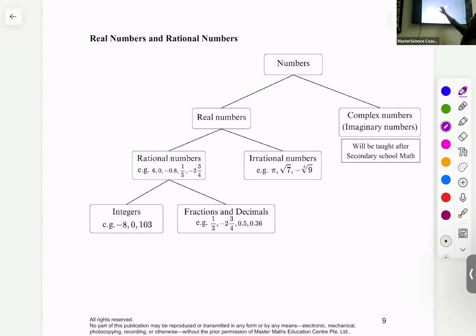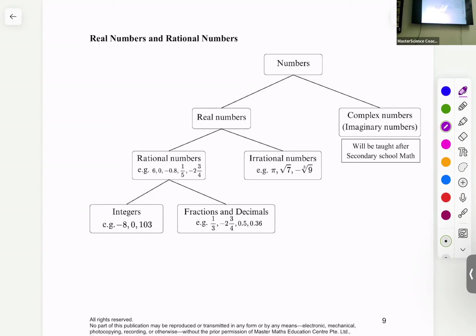Real numbers can be either rational or irrational. Do you know the difference? I think I did mention to you. Did I mention to you? No. Okay, so rational numbers, they can be put in the form of a fraction. Irrational numbers, they cannot be put in the form of a fraction. So if I take my pi, you take out your calculator, you press pi. So pi equals to? 3.14 is an approximated value. This is the actual value for pi. And in fact, it goes on for very long.